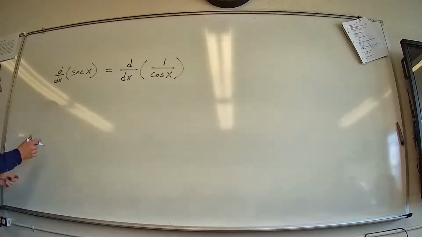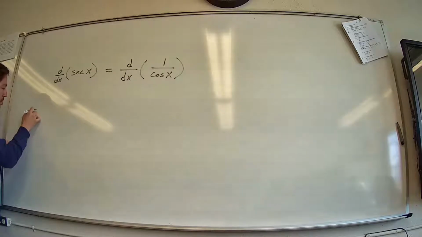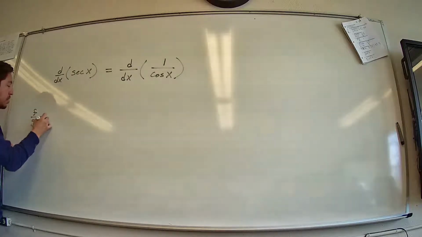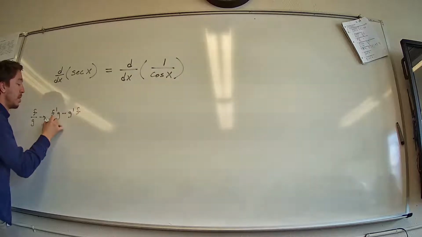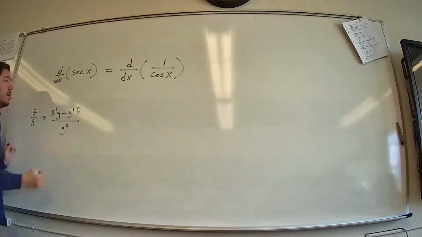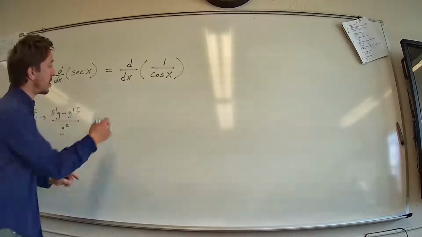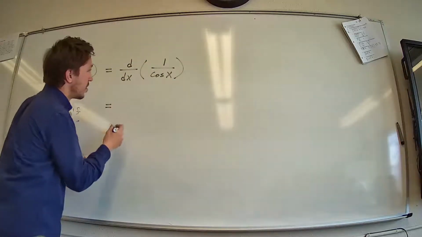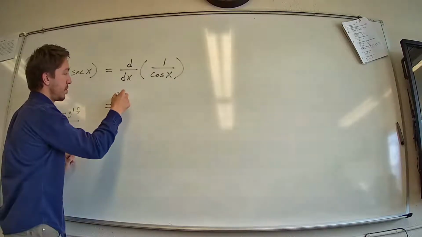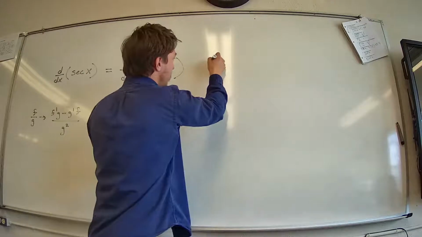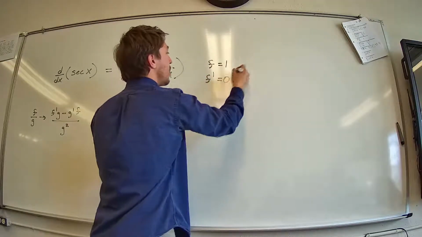Quotient rule. So the quotient rule: f over g turns into f prime g minus g prime f, all over g squared. So that's my f, that's my g. What's f prime? 0. And if you like to write it out, you can do that too. You can say, f is 1, so f prime is 0.